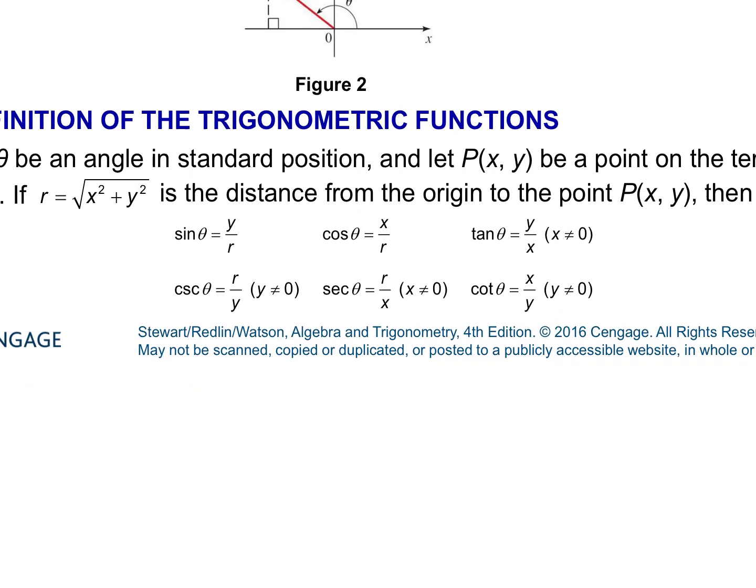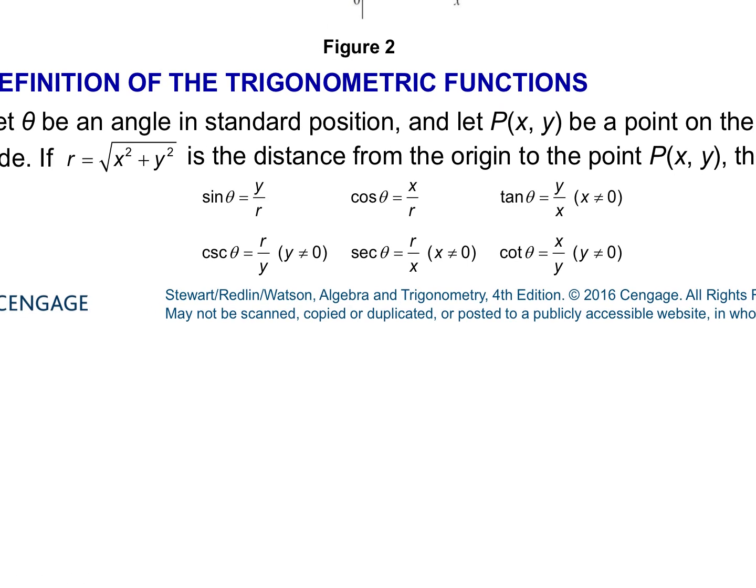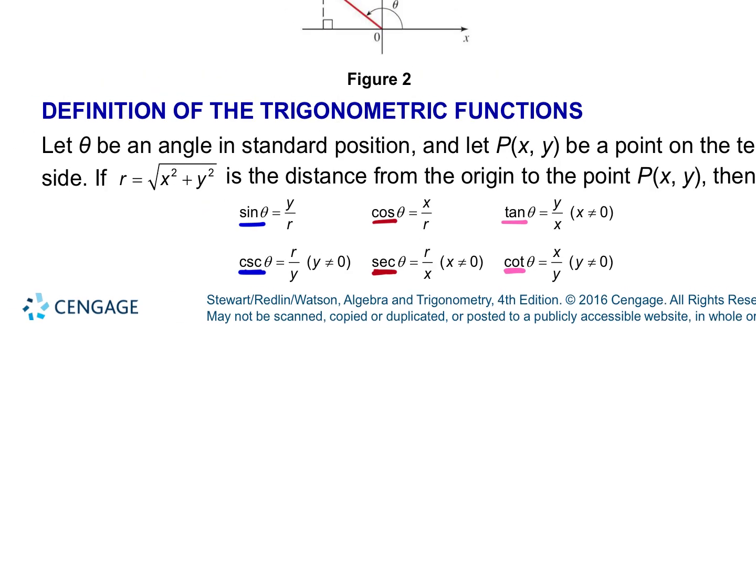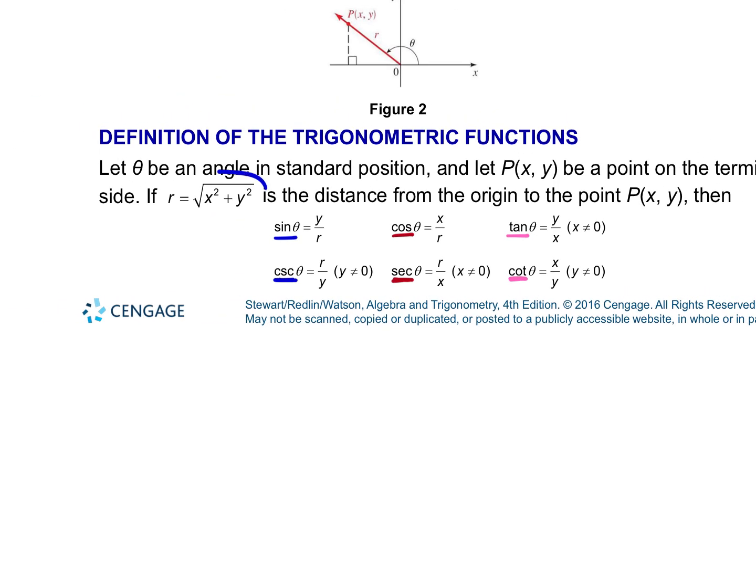On the next page, we have all 6 trig functions. As long as you know the first 3 and you know the reciprocals, then it's just the flip of those. So sine and cosecant are reciprocals of each other. Since sine is y over r, cosecant, the reciprocal, is r over y. We just flip it. Cosine and secant are reciprocals of each other. Since cosine is x over r, secant is r over x. We just flip it. And then tangent and cotangent are reciprocals of each other. Since tangent is y over x, cotangent would be the flip, x over y. Then again, to find r, we use the Pythagorean theorem here.